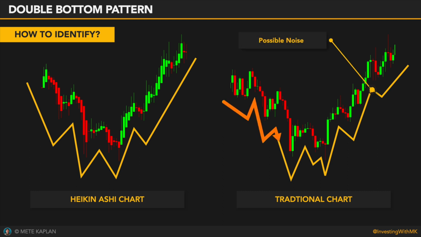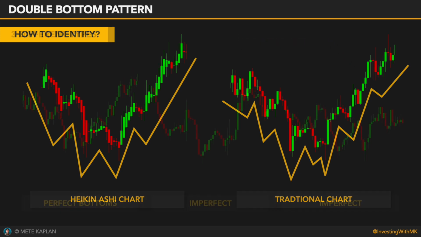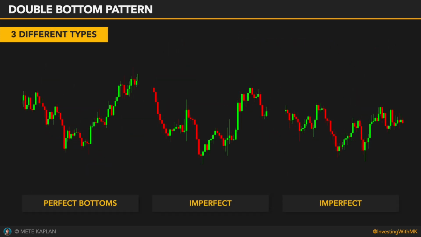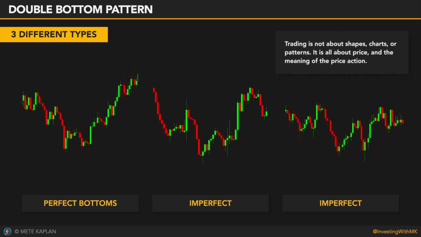The first thing I look for is an existing trend and strong support lines, because you cannot trade every double bottom. You need a market structure change for a valid double bottom. Types of double bottoms. I see some traders out there looking for perfect shapes. But what I always say, trading is not about shapes, charts or patterns. It is all about price and the meaning of the price action.